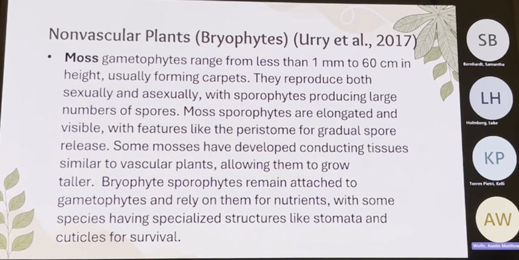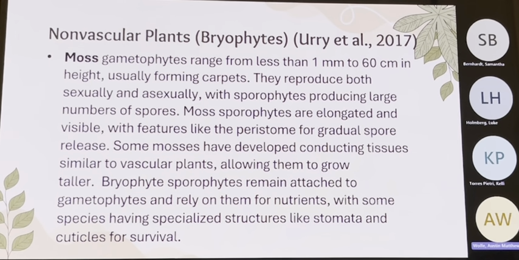And moss gametophytes range from less than 1 millimeter to 60 centimeters in height, usually forming carpets. They reproduce both sexually and asexually, with sporophytes producing a large number of spores. Moss sporophytes are elongated and visible, with features like the peristome for gradual spore release. Some mosses have developed conducting tissues similar to vascular plants, allowing them to grow taller.